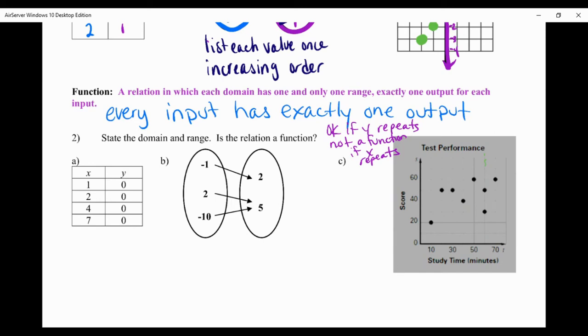So the domain for A is the specific x values in that table. So 1, 2, 4, and 7. We use those curly brackets to denote it represents the set of values. Feel free to just use parentheses, or you can just write it. We're not going to be picky here. So the range is the set of all possible y values, or the outputs. So it's just 0.